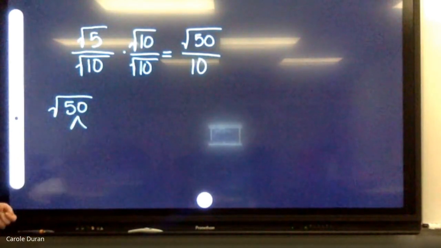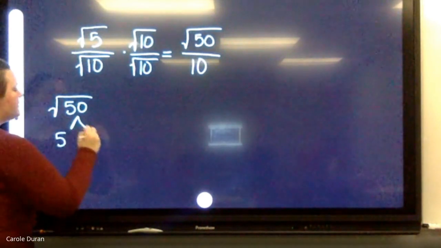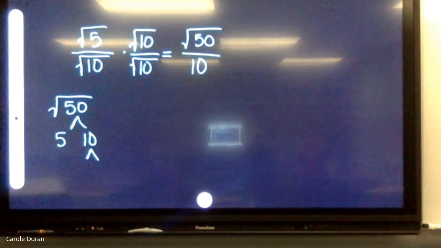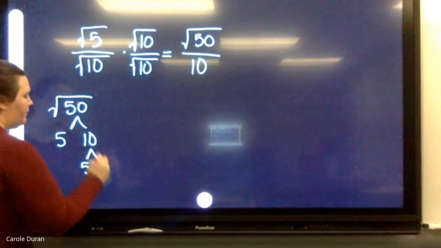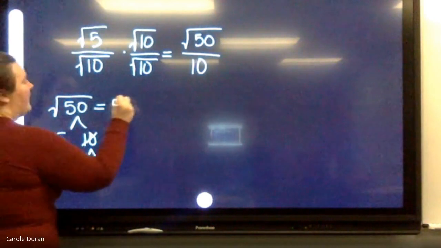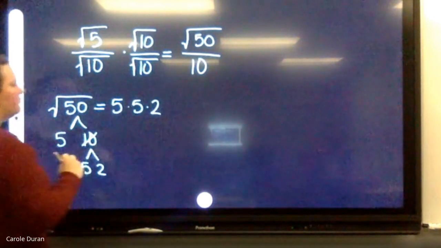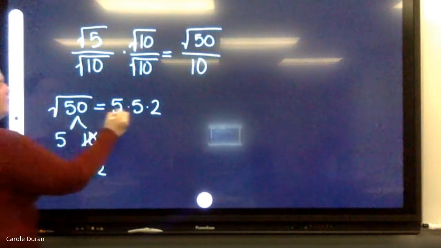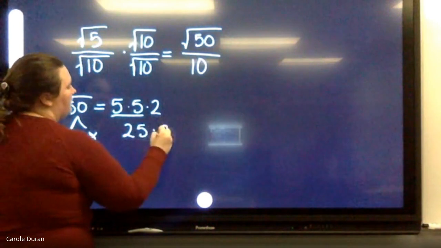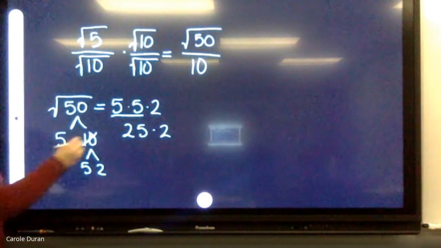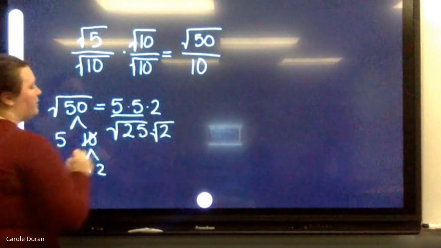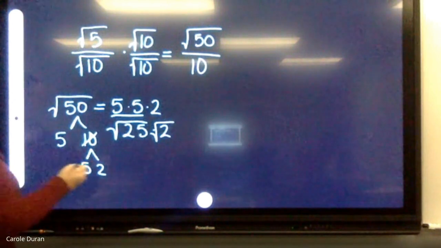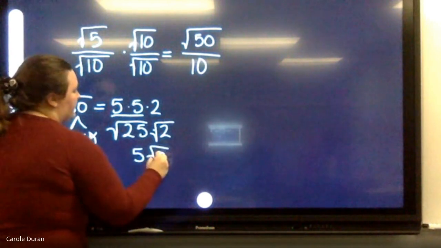What multiplies together to get 50? I heard 5 and 10. 5 is prime, 10 is not. What multiplies together to get 10? 5 and 2. Both of those are prime. So my prime factorization is 5 times 5 times 2. I put together like numbers, so 5 and 5 come together to become 25 times 2. Square root both of those because there's nothing else I can put together. The square root of 25 is 5, and the square root of 2 stays the square root of 2.